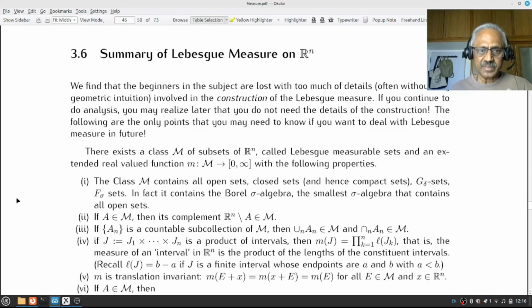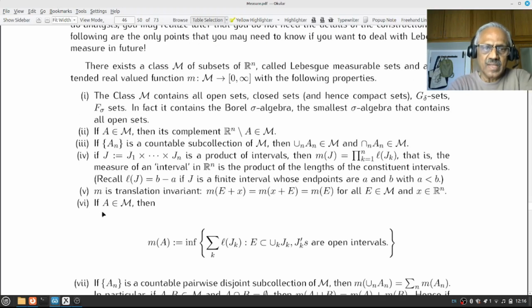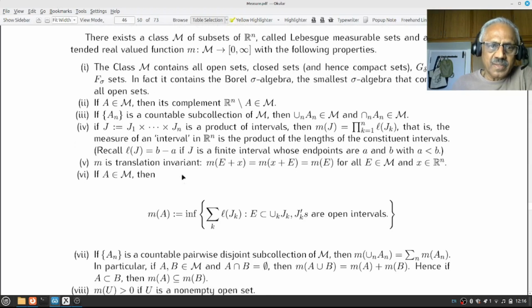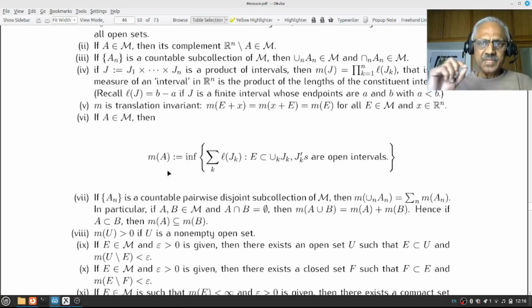The important thing is whenever A belongs to M, its complement is also measurable. The second thing we did was whenever I have a countable collection of measurable sets, their union and intersection are measurable. And then the measure mu has the important property, namely if J is an interval, the measure of J is equal to the length of the interval. The next thing is that it is translation invariant, and sometimes I may need the fact of how I define the measure. That is the definition. Remember, the measure is nothing other than the outer measure restricted to the class of measurable sets. Therefore, this is the outer measure definition.